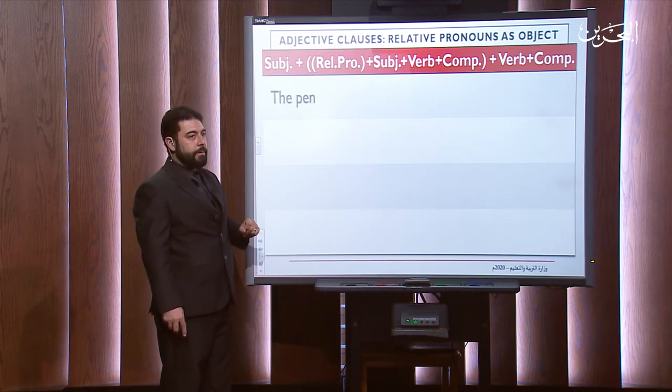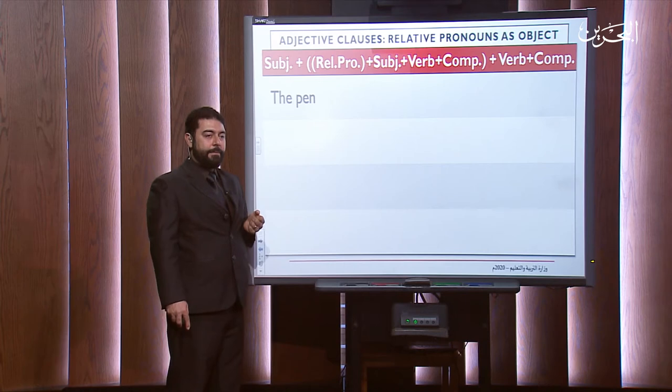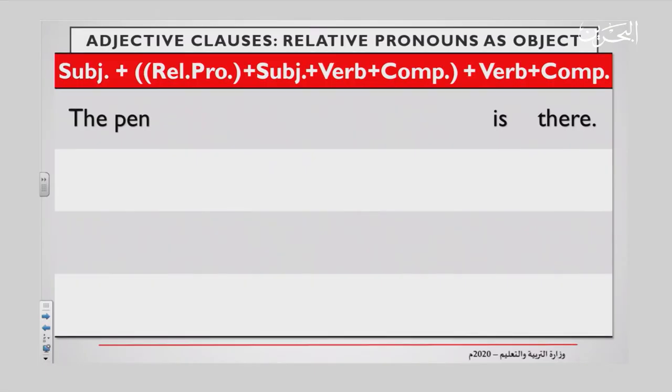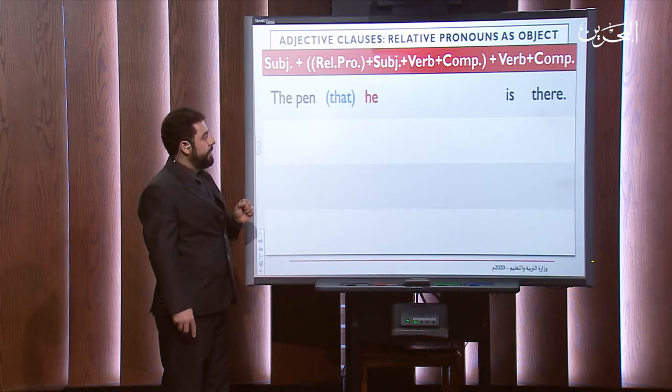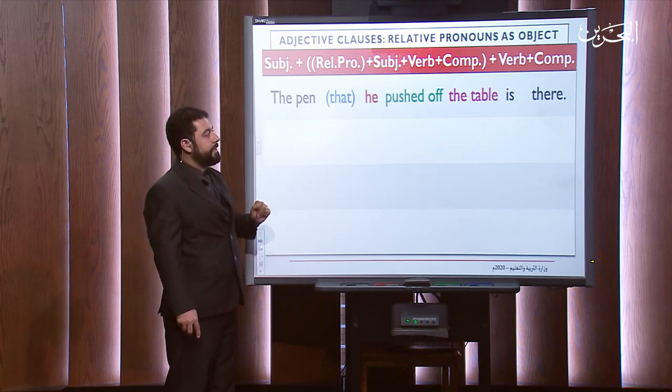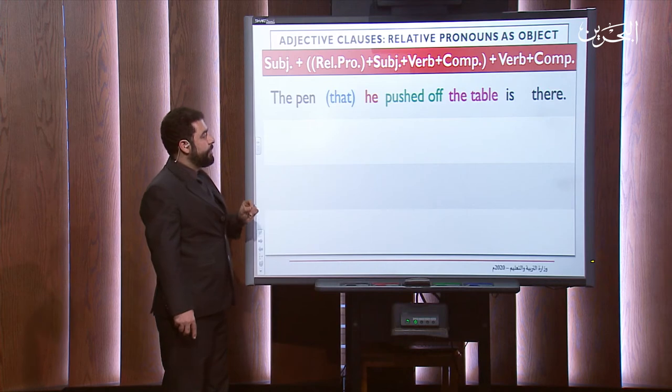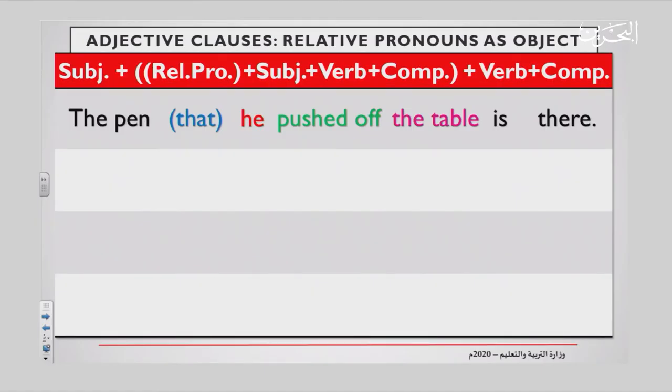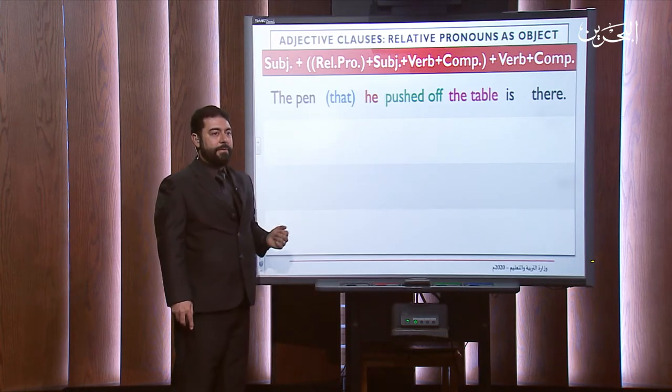Okay, let's check. The subject is like a pen, the pen. The verb is there. The pen is there. Now, I'm going to use an adjective clause, but this time the relative pronoun should be an object. You see, between brackets, it means it is optional. So, that he pushed off the table. The pen that he pushed off the table is there. And if we take out that, the pen he pushed off the table is there. You see? Both sentences are correct, with that or without that.